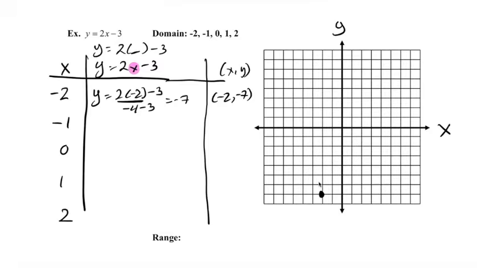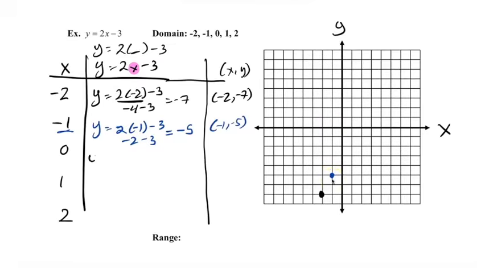Okay, next one. x equals -1. So y equals 2 times -1 minus 3. That's -2 minus 3. Again, both negatives, we just add it. -5. So -1 and -5. -1, -5, right there. So on my x, I went left 1. That's your first point. And then you go down 5 on your y.